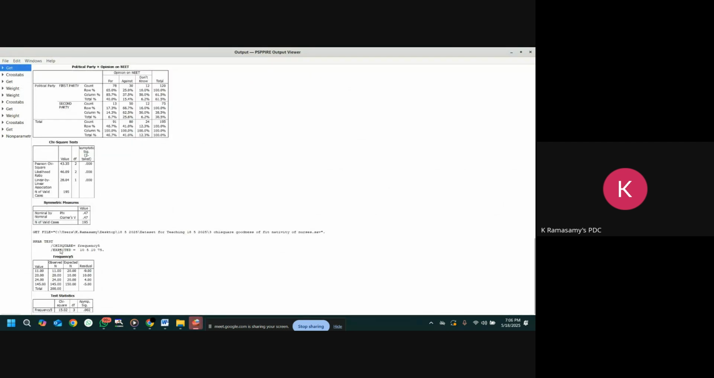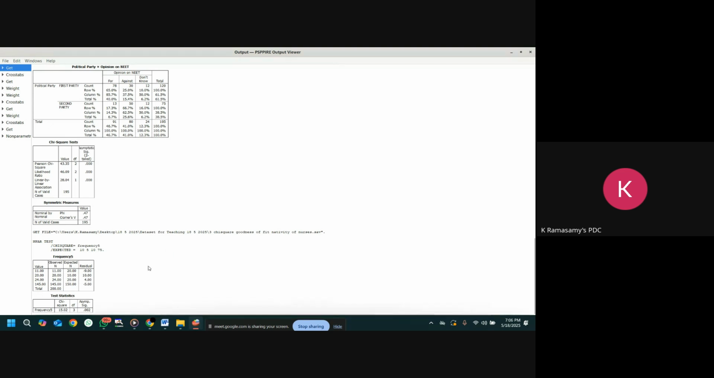And see here now, this is my data. Observed, expected. We observed 11, we expected 20. We observed 20, we expected 10. We observed 24, we expected 20. We observed 145, we expected 150. Okay, fine. That's what we get.